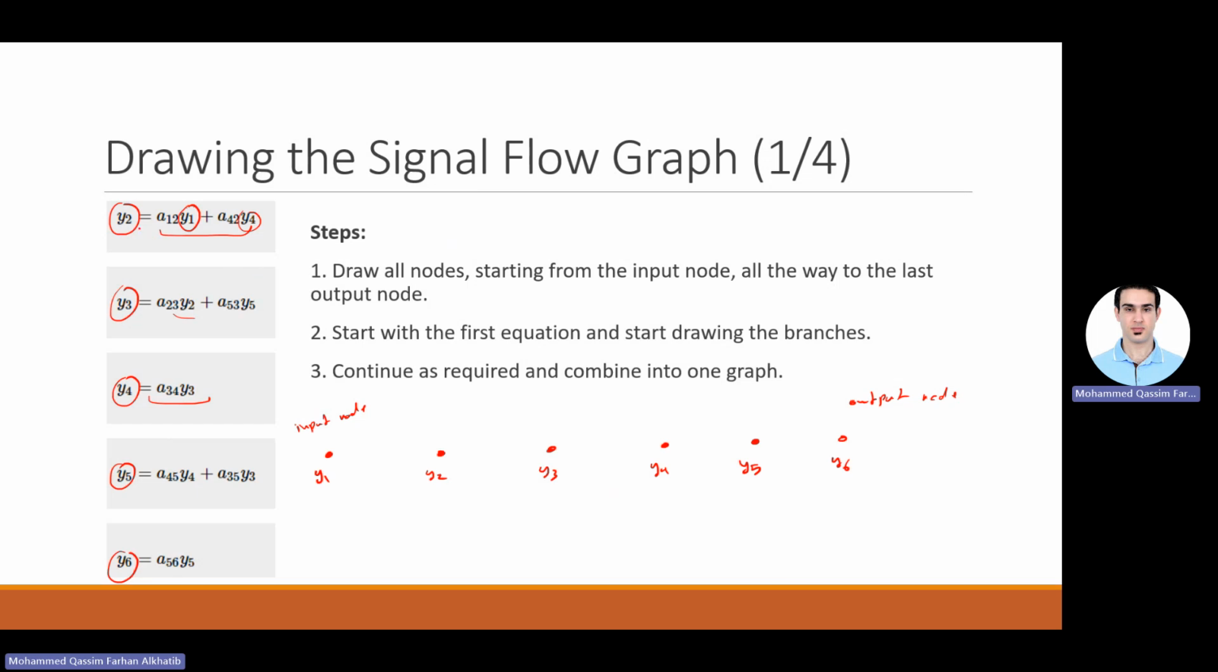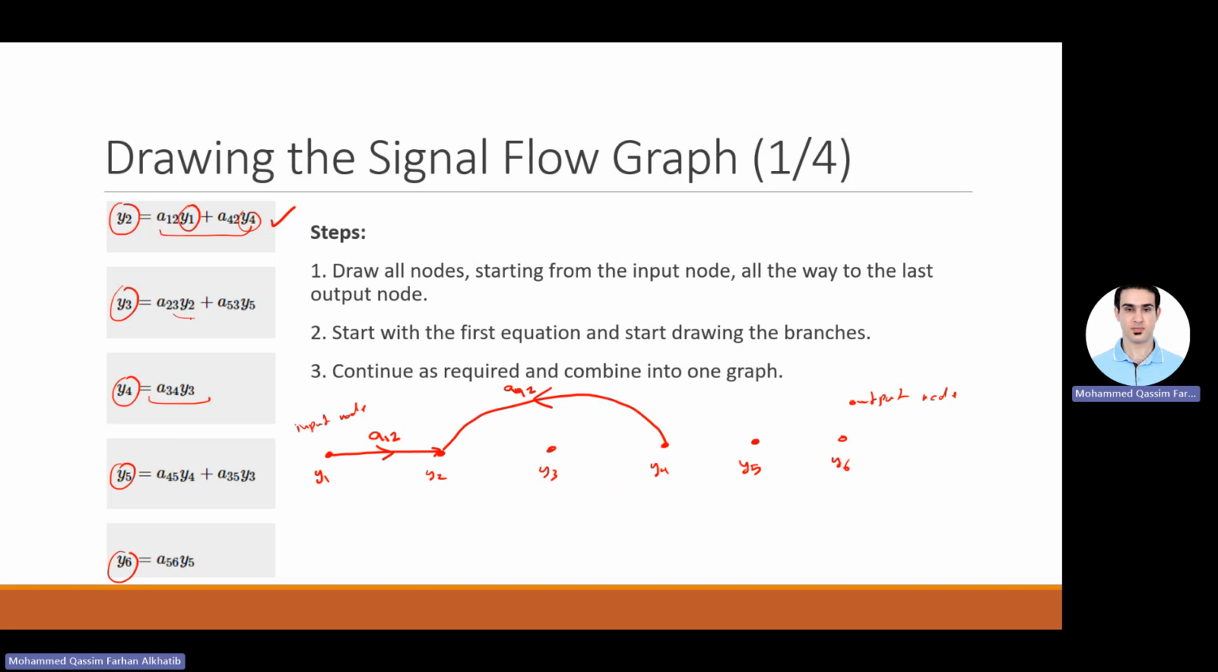So you have Y2 equal A12 Y1. So you have a branch here, or the arrow should be here, A12. That's the first branch. The second branch is coming from Y4. Y4, you can draw it up or down, it doesn't matter. And that's the direction, and that's going to be A42. That's the gain for this branch. So that's it. You can take the first formula. We just finished that, the branches coming out of this.